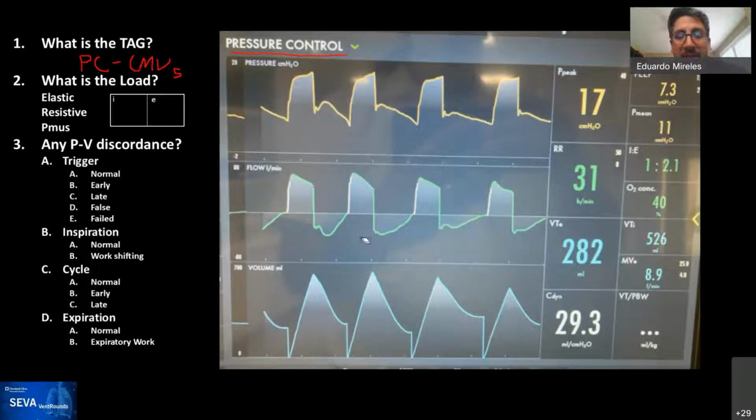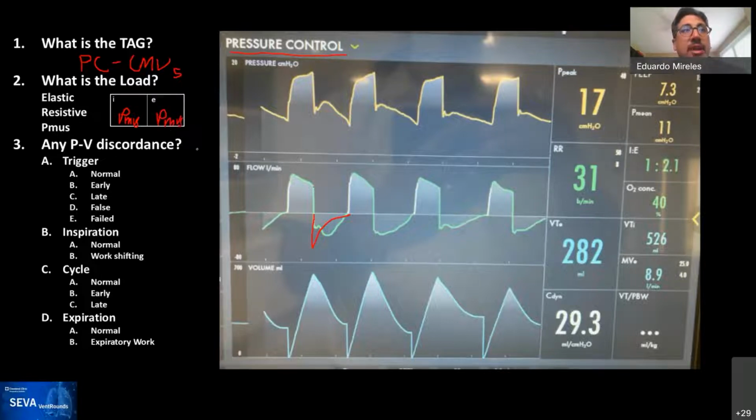And then during expiration, instead of the nice, beautiful decay that you would want to see, in which it should look like that, you actually see that the flow is trying to go towards baseline. So that means that there is inspiratory effort, or away from baseline, which makes you think that the patient is doing expiratory effort. So there is definitely evidence of PMOS during inspiration and during expiration.